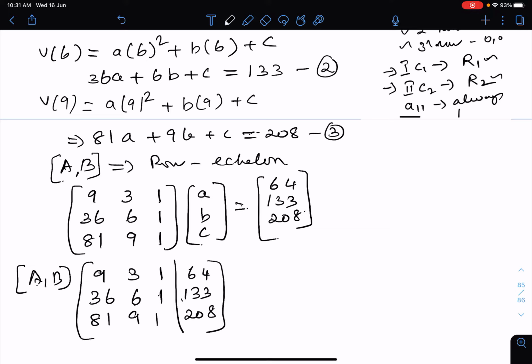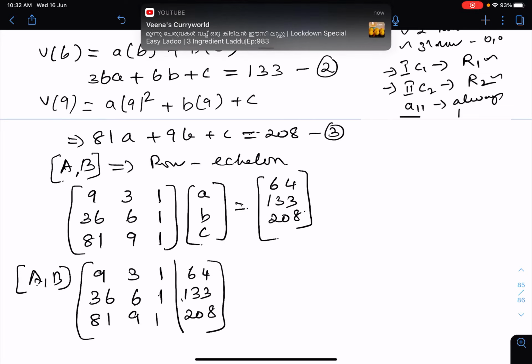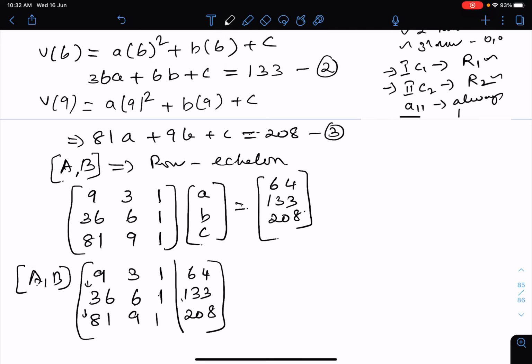Now you don't have a 1, so we'll proceed as it is. Below the principal diagonal, below this 9, you are going to make the 36 and 81 zero. So you have to seek the help of row 1. Row 2 is going to be row 2 minus 4 row 1. Similarly, row 3 is going to be row 3 minus 9 row 1, because here it is 81 and here it is 36.